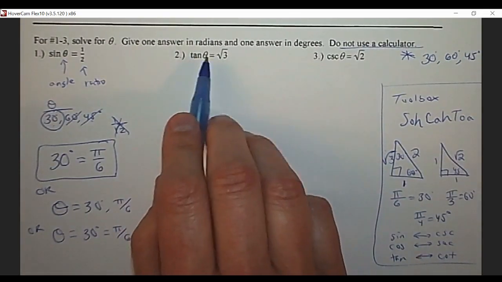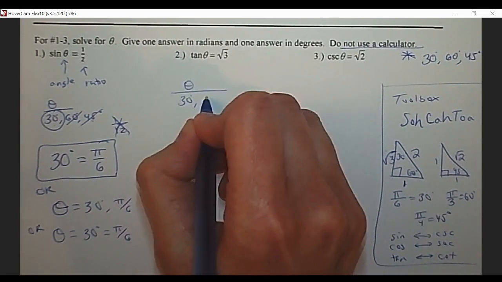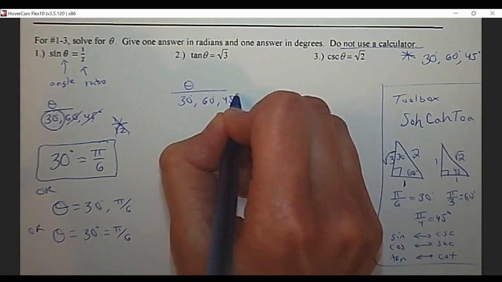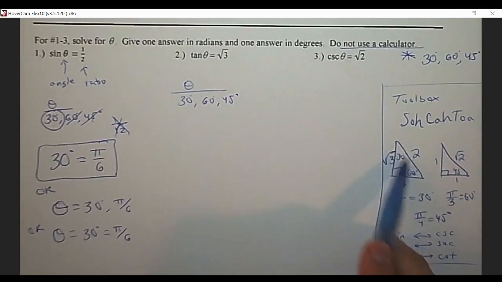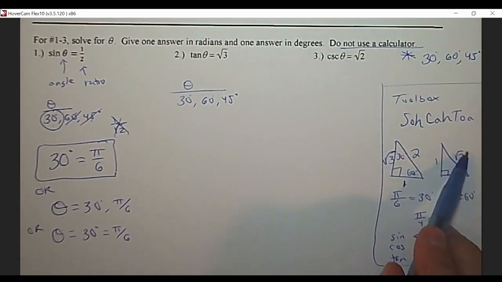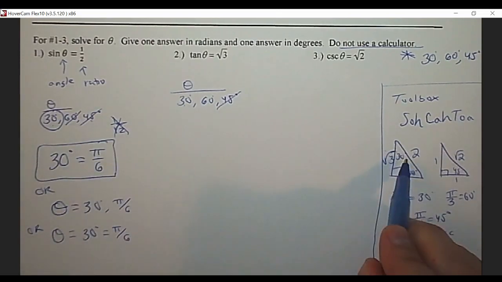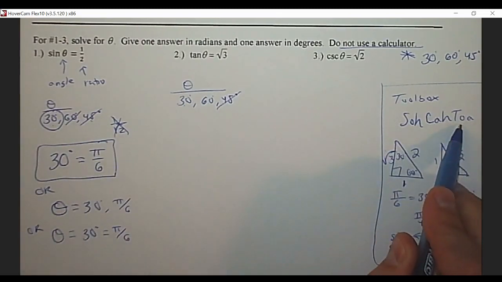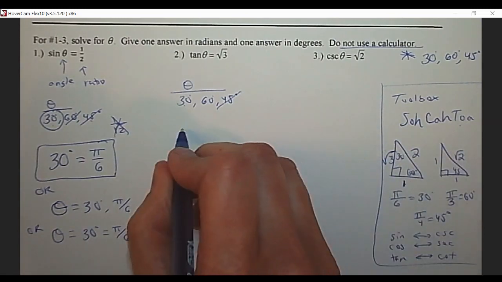The next one's tangent theta equals radical 3. So we have basically 3 choices for theta, 30, 60, or 45. Now, since this involves a radical 3, I think it's safe to say it's either 30 or 60. 45, a radical 3 would never appear here. So we can probably cross that one out right away. For 30 degrees, tangent would be opposite over adjacent. So for 30 degrees, we would get 1 over radical 3.